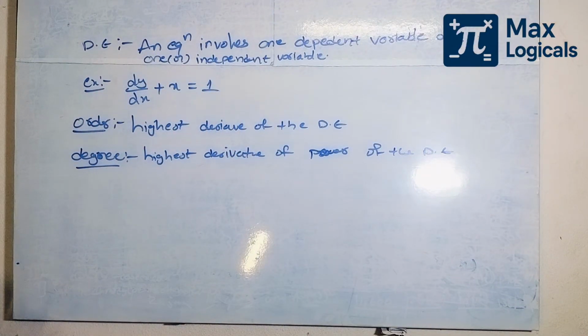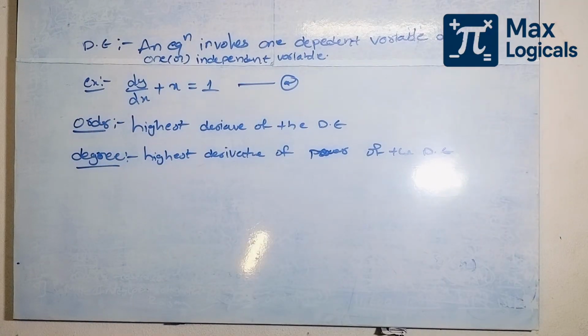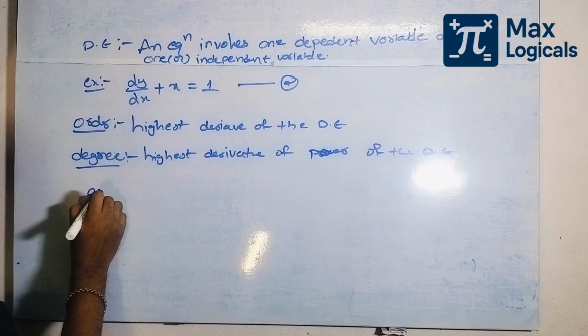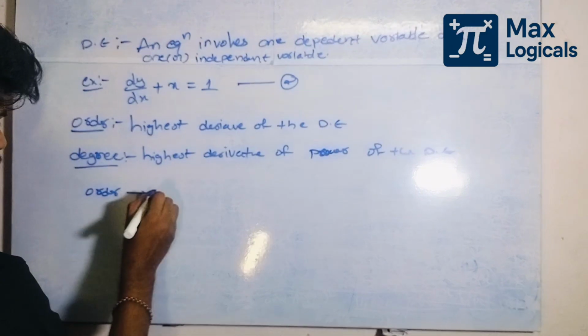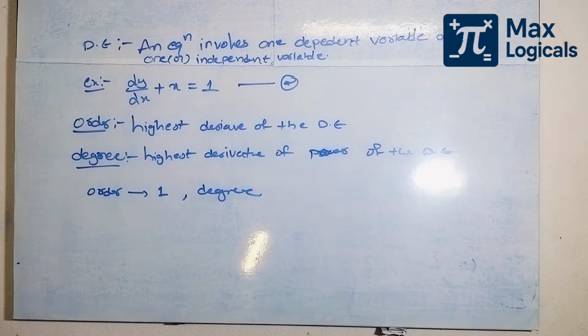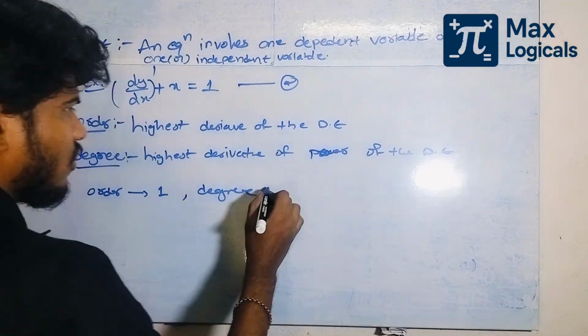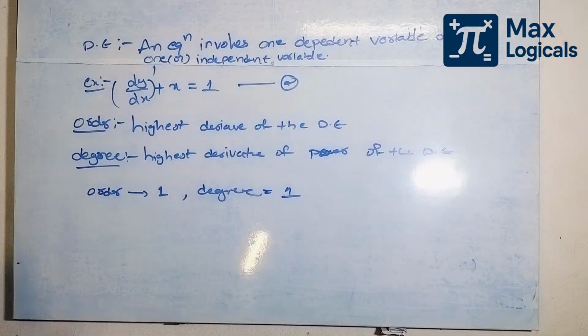For example, I have one differential equation, this is called star, that star is dy by dx plus x equal to 1. What is the order of this differential equation? Here order means the highest derivative of the differential equation. How many derivatives does this equation involve? One derivative. So the order of star is 1, and degree, the highest derivative power, is also 1. This is the order and degree.